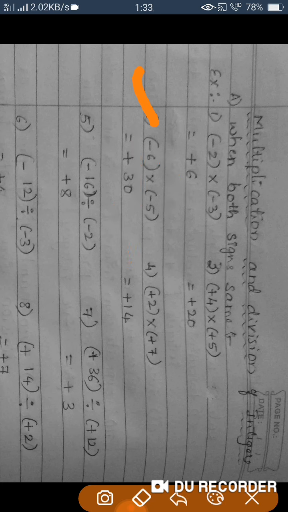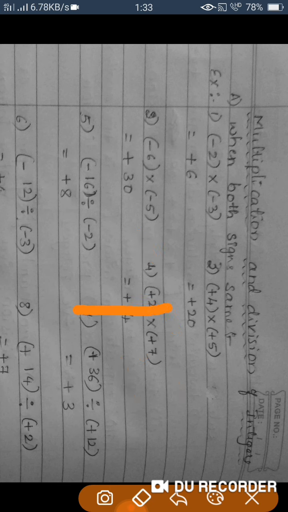Okay. Then third one. Here both are positive I have taken. Before negative, product gives positive only. Positive gives a positive itself. Just multiply the numerals. 4 into 5, 20. Both are positive, that's why it is positive. Then fourth one, 2 into 7, 14. Both are positive, that's why it is positive.